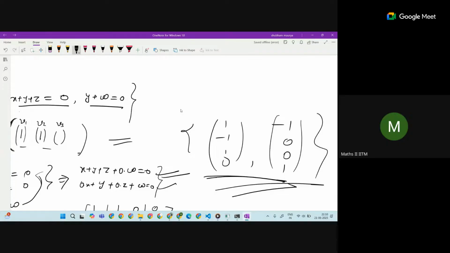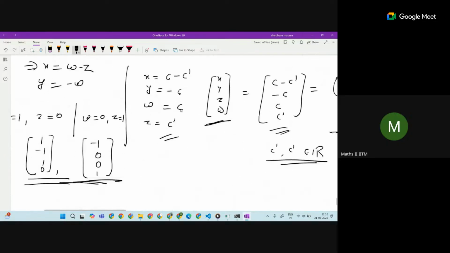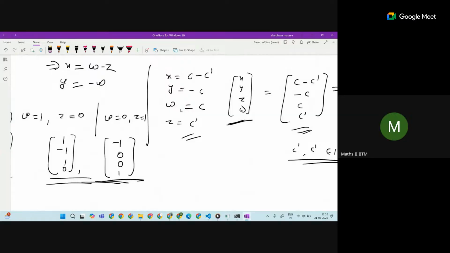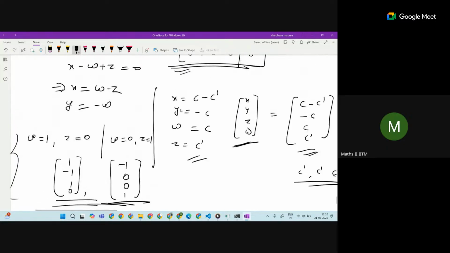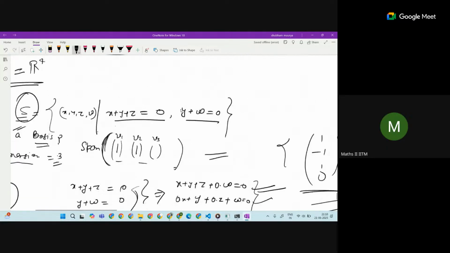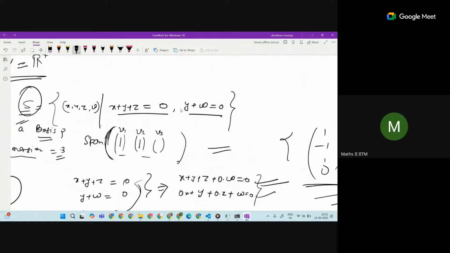So this is one vector. You can assume any values. You can assume w is equal to 2 and z is equal to -1. It means you have to choose them so that they do not interconnect. Then using that you will get a vector that also forms a basis element. So this is how you get the basis of a subspace when your subspace is given in equation form.